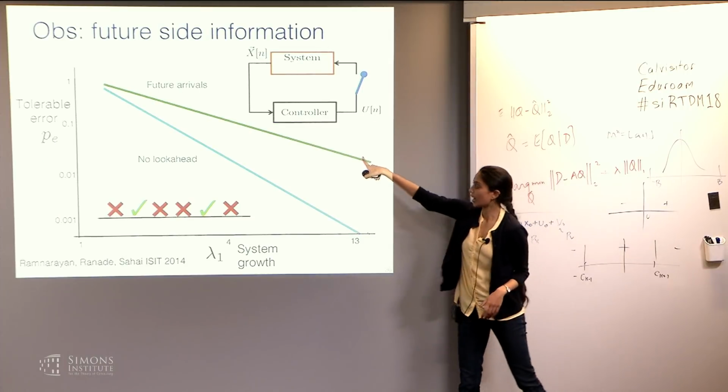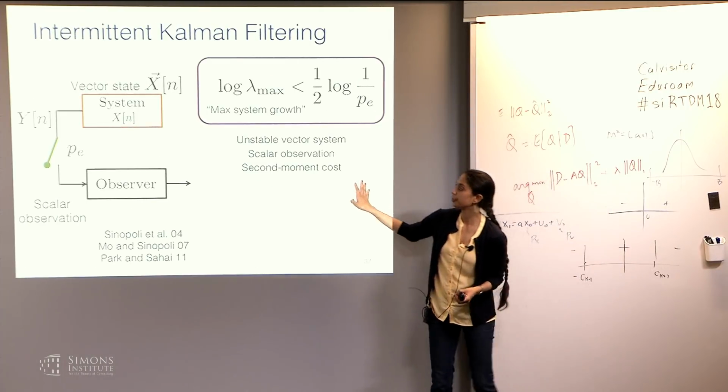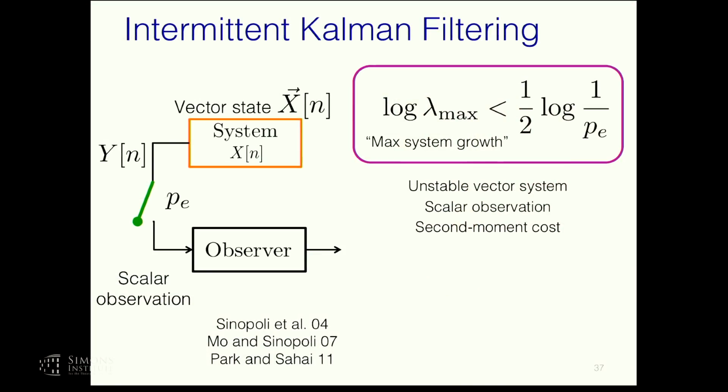And turns out that this green line matches the performance of this very related problem, which is the intermittent Kalman filtering problem. So here, you again have a vector system, but it's being observed over a scalar channel, which is lossy. And here, instead of the sum of the logs of the eigenvalues mattering, actually all that matters is the log of the maximum eigenvalue. So in this case, somehow this observation problem is easier. In fact, it can tolerate higher drop probability than the control problem. And what we're seeing is that by providing this future information about the drops, we can match the performance of this observation problem.